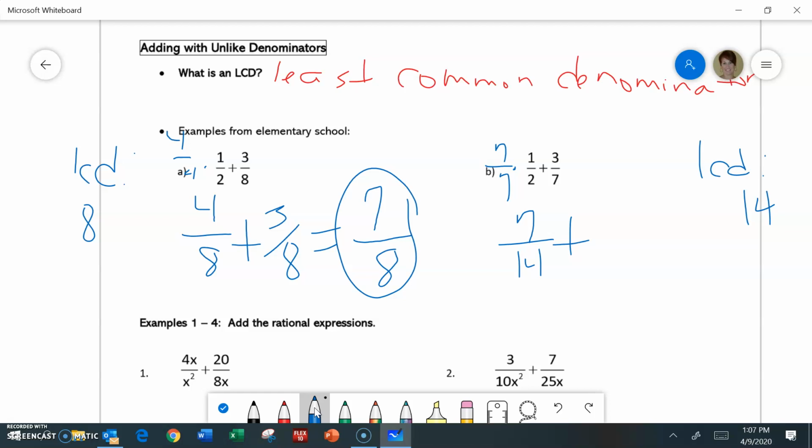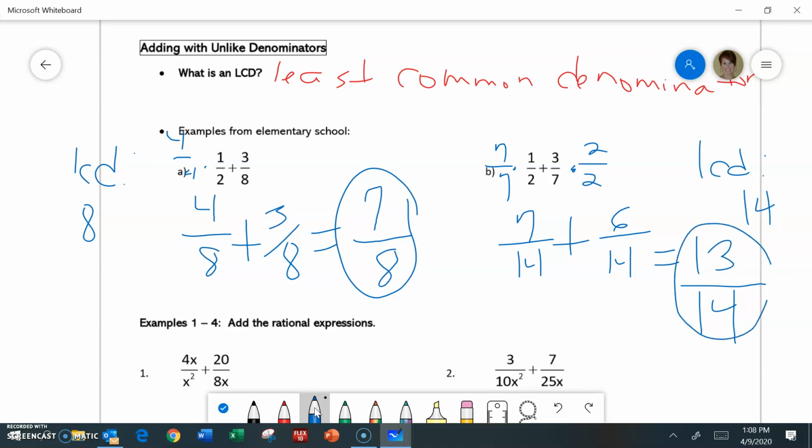And then for 3/7, to get a 14 in the denominator, I would multiply by 2, but whatever you do to the bottom, you do to the top. And so you're going to get 6 over 14. Now the denominators are the same. Leave them the same, otherwise you cannot add the top. So 7 plus 6 is 13. Once again, that does not simplify because there are no common factors.